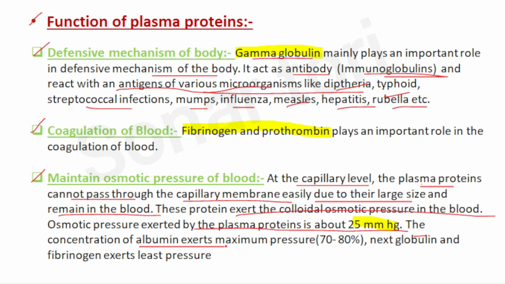The concentration of albumin exerts maximum pressure, next globulin, and fibrinogen exerts less pressure. The albumin concentration can exert almost 70 to 80% of the pressure of blood.